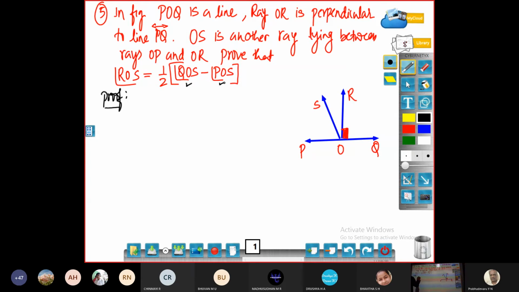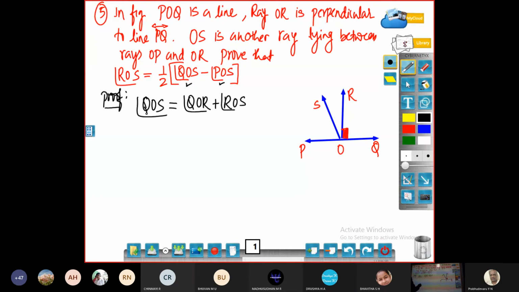So let us see the diagram and write what is QOS. Can you write what QOS is? QOR plus ROS. Look at the diagram and observe that QOR and ROS together give you QOS.